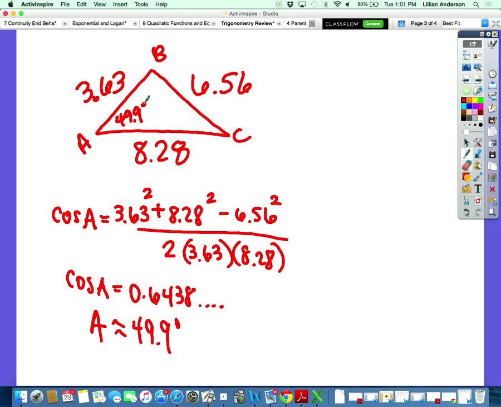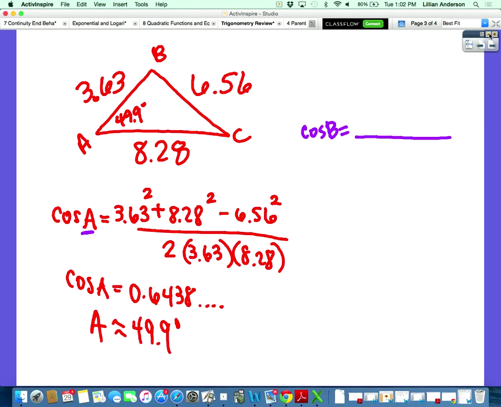3.63 is C. Yep. Just remember, whatever angle you are trying to find, you always subtract the side opposite of it. Okay? So then, alright, here we go. So I'm going to find B next, so I'm just going to go in order. Check your numbers.